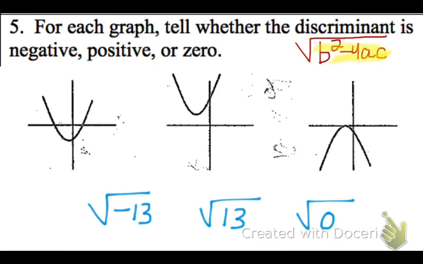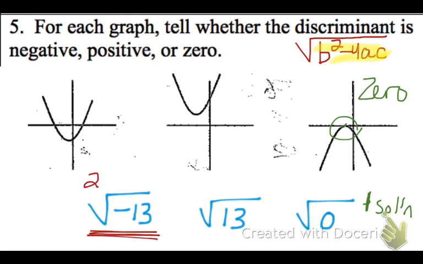When the discriminant is 0, we get exactly one solution. This looks like it would have exactly one solution right there where it's touching the axis. So for this one, the discriminant would be 0. When we have a discriminant that's negative like this, we get no real number answers. We get 2 complex number answers with the imaginary unit i, and what that looks like is you never touch the x-axis.